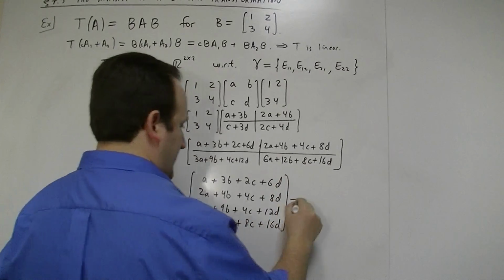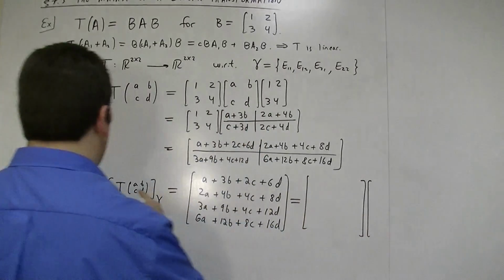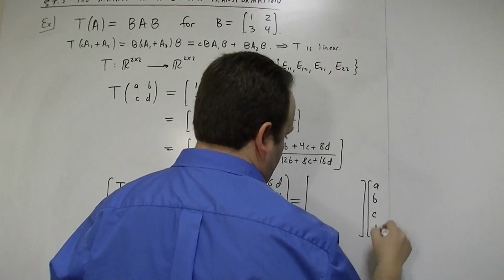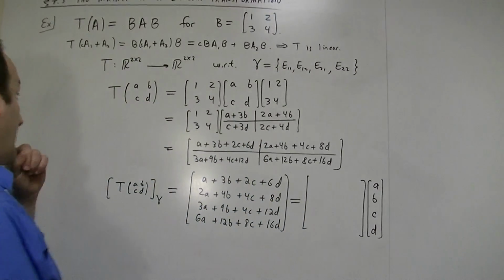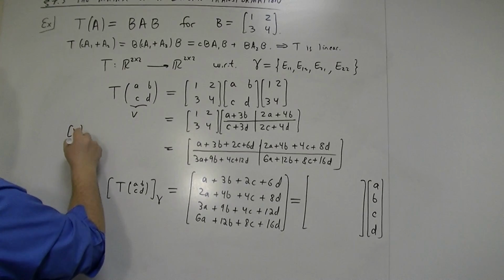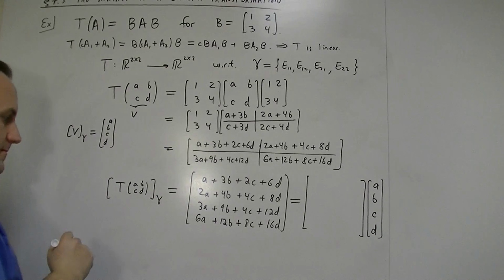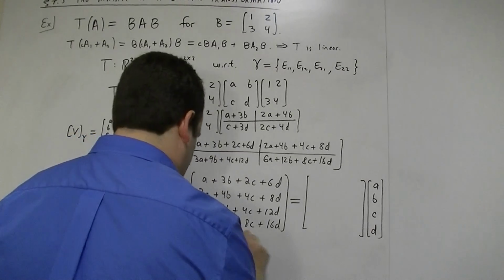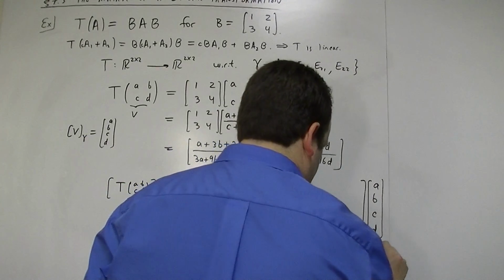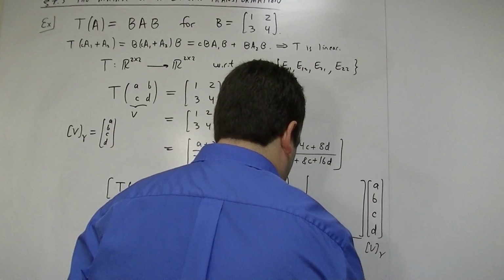Of course, that's equal to the matrix we're looking for, multiplied by the coordinate vector of this, which is A, B, C, D. So if this is V, then the coordinate of V with respect to gamma is A, B, C, D. So this again is T of V in the gamma coordinates, and this is V in the gamma coordinates. That would make this thing we're about to write down the matrix with respect to the gamma basis.